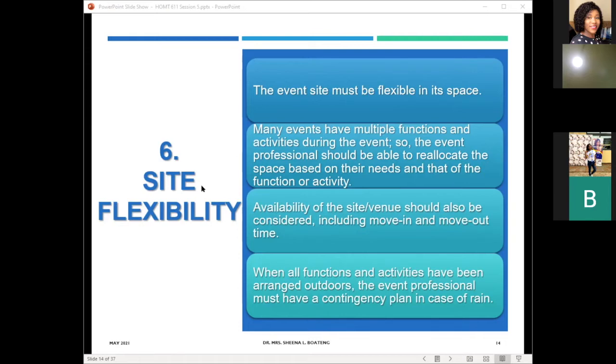It will. Yes. So site flexibility is very important because you can never tell what will happen during the event, and you will need to make a change at the site to accommodate whatever new development has come up. And without having a cooperative site that is flexible enough to facilitate your action, it will be very difficult for you as the event professional to do your job right. So site flexibility is important.